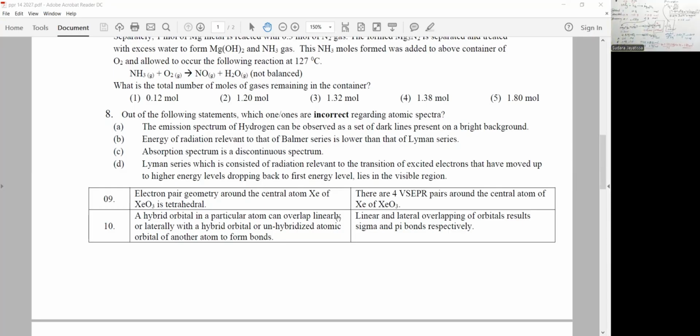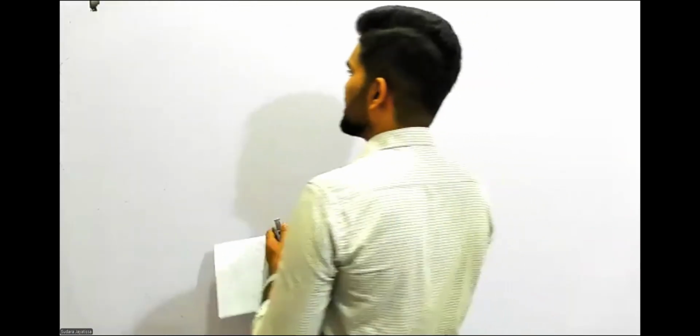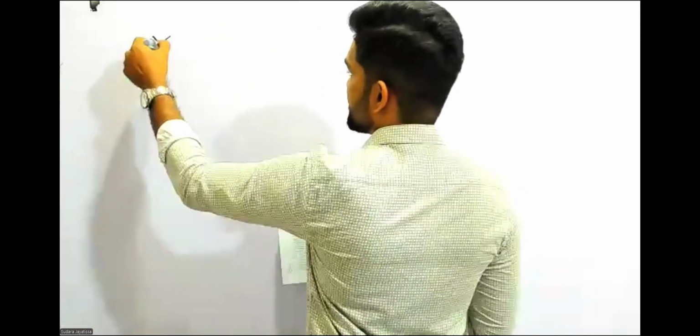Electron pair geometry around the central atom of xenon in XeO3 is tetrahedral. So we can think and tell the answer also. Xenon has 8 valence electrons. Oxygen usually makes double bonds, so it takes 2 electrons per oxygen. If you have 3 oxygen atoms, it will take 6 electrons from the 8 total valence electrons of xenon. So there will be 1 lone pair left. So that means it is correct. Electron pair geometry is tetrahedral. The molecule is XeO3.